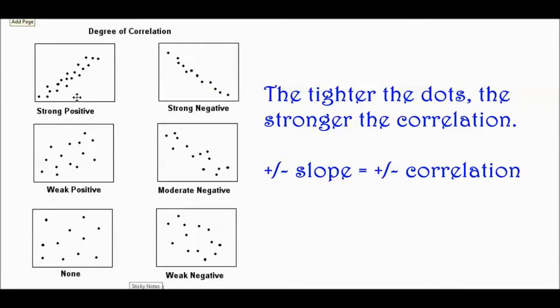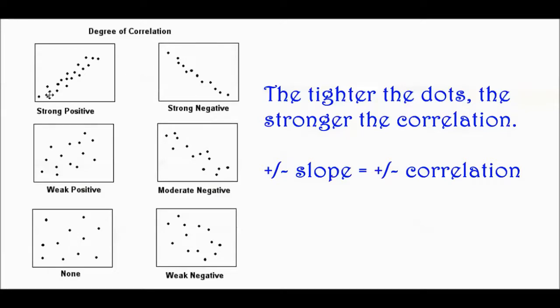So you heard me use that word correlation. Correlation means that there's some sort of relationship between those two data sets. So there can be different degrees of that correlation. The tighter the dots are in the scatter plot, the stronger the correlation. And then if you have positive or negative slope, that's going to relate to having a positive or negative correlation.